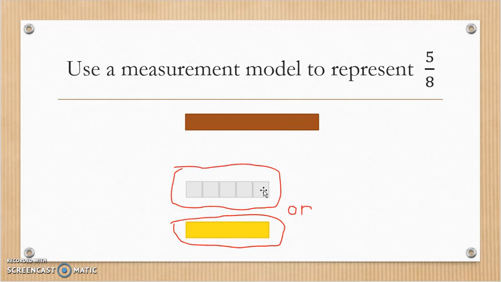So here is a measurement model to represent the number 5/8. Again, really important, we have our brown Cuisenaire rod showing what our whole would be. And then we found that 8 of these white blocks would fill our whole. By having 8 of them, that means each one represents 1/8. So 5 of them would represent 5/8 of our whole, or a yellow Cuisenaire rod is the same length as 5 of our white rods. So the yellow rod could also represent 5/8.